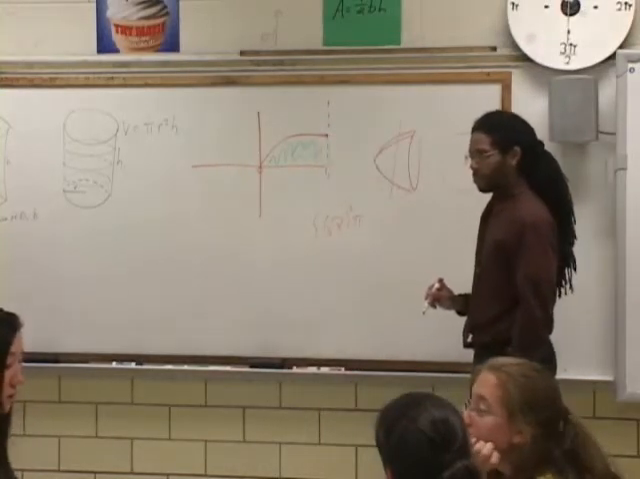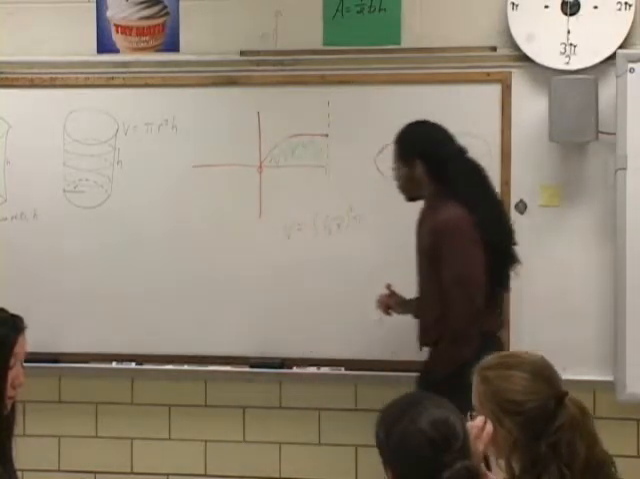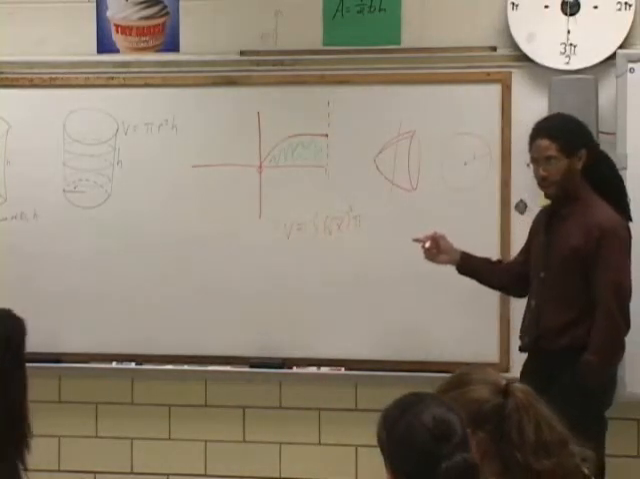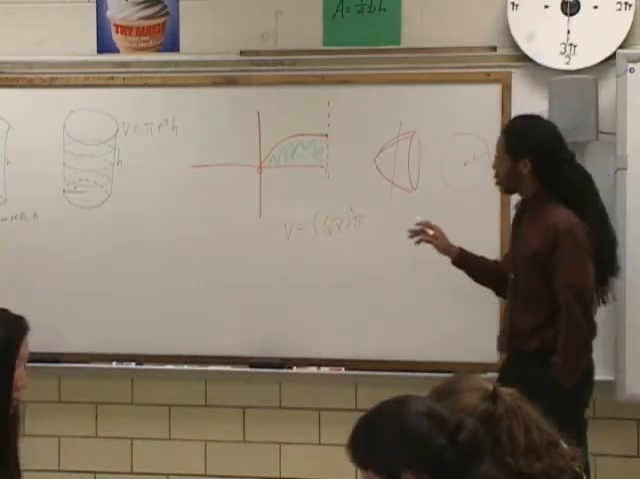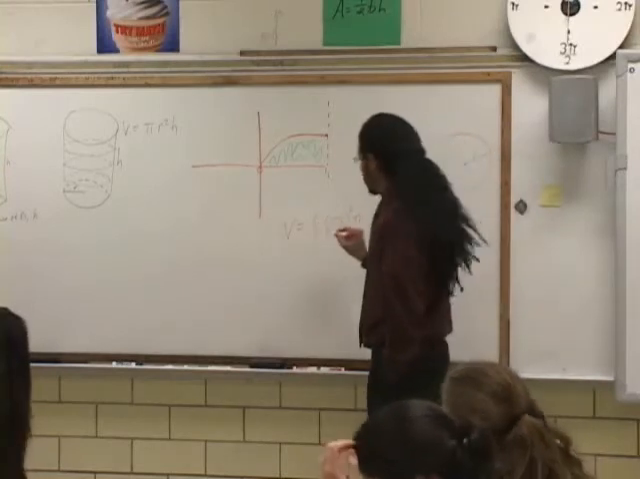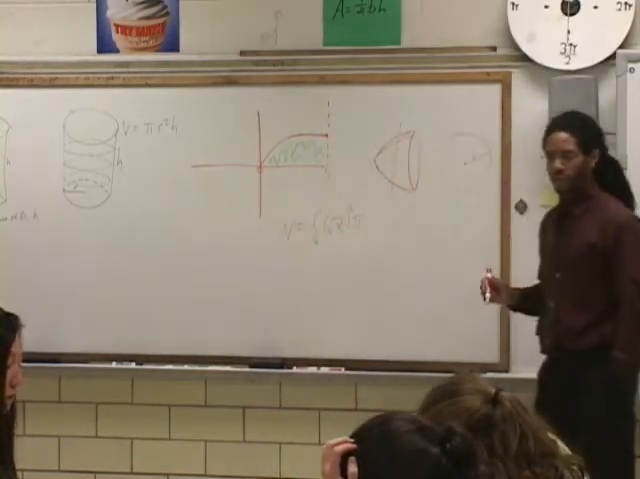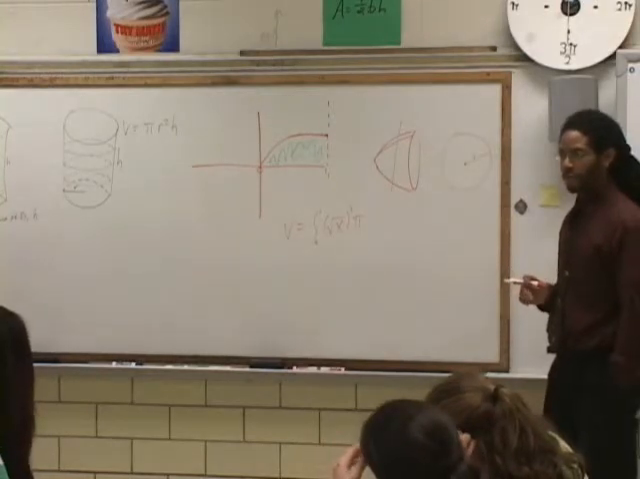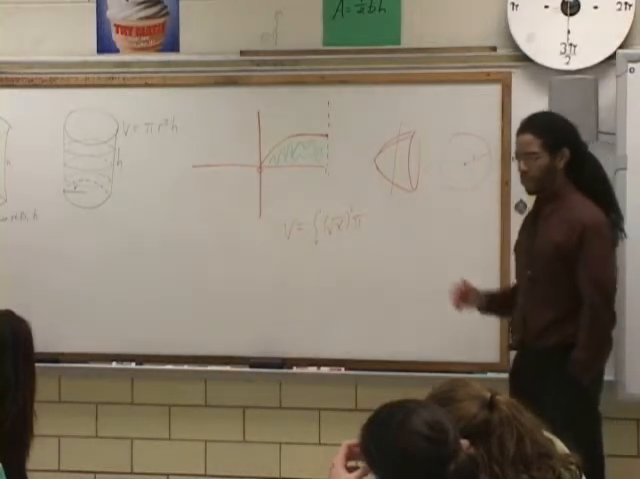Then to find the volume, you take the integral of our area, pi r squared, and you take it over our interval, which is what? 0 and 1. I think that's it. Let's find the integral. What's the integral of that volume?